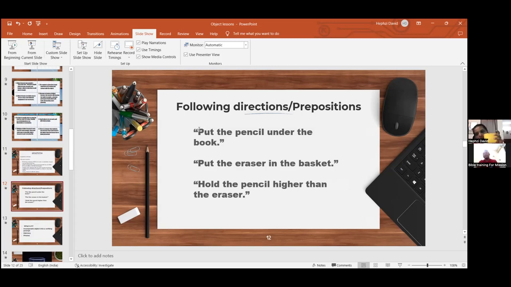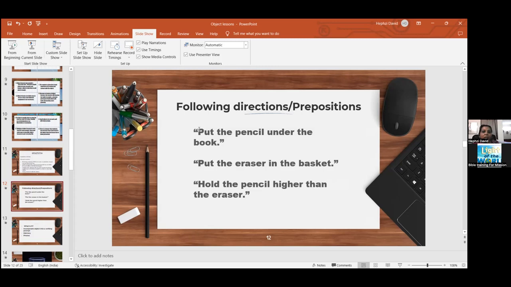The pen is under the cup. And now you can leave everything on a plate and then say, put the pencil under the book. They will have to demonstrate it. Only then can we check.